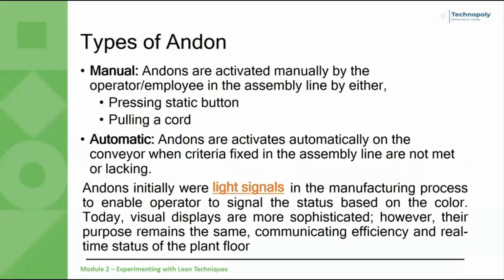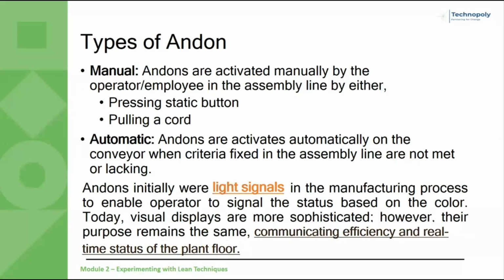Andons were light signals in the manufacturing process to enable operators to signal the status based on the color. Today, visual displays are more sophisticated. However, their purpose remains the same: communicating efficiency and real-time status of the plant floor.